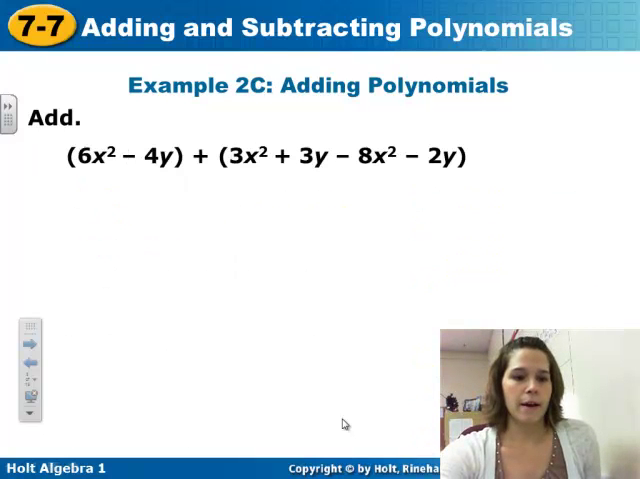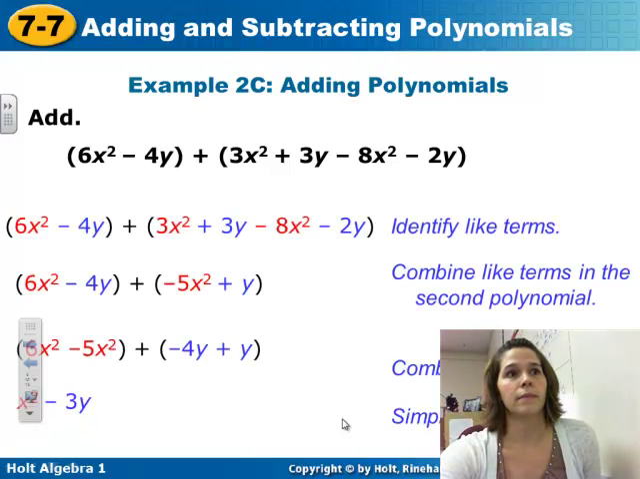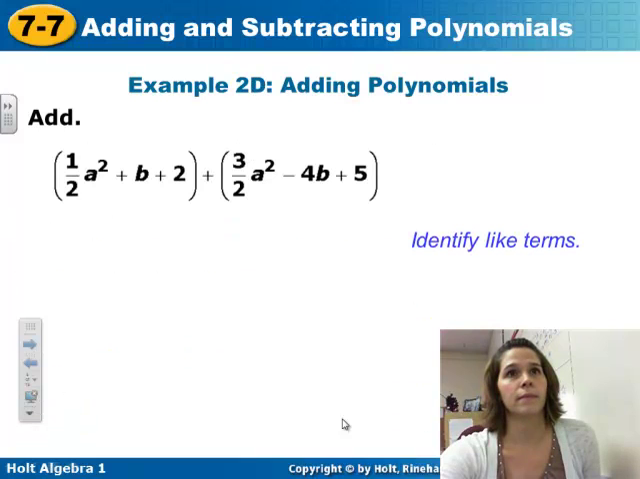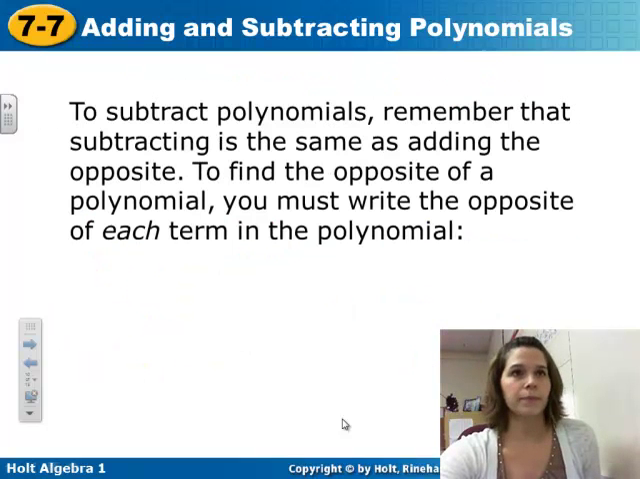Okay, I've got some examples. I want you guys to maybe pause it and work through the next two examples, example 2C and example 2B. So hopefully you got those correct answers and you worked through them on your own.